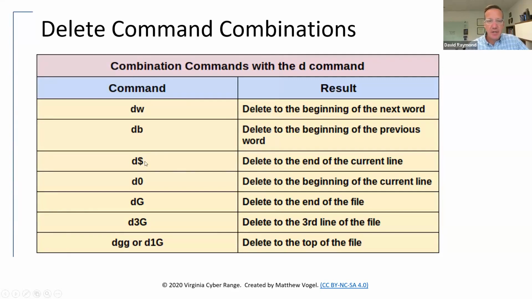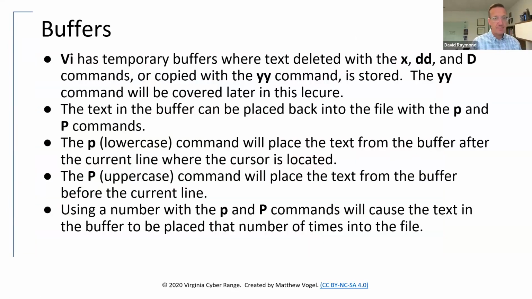Remember, dollar sign takes me to the end of the current line, or really a better way to say that is the next carriage return. So D dollar sign is going to delete from wherever I am in the line to the end of the line. D0 is going to delete from where I am to the beginning of the current line. DG is going to delete to the end of the file, and D3G is going to delete to the third line of the file, et cetera. So you can string these commands together and do some pretty interesting things.